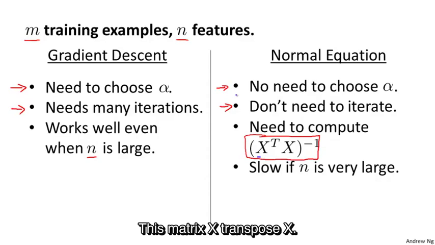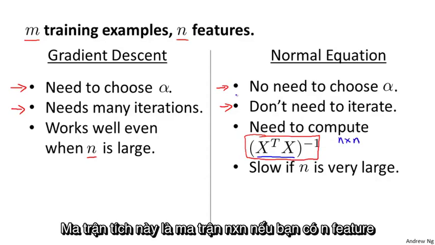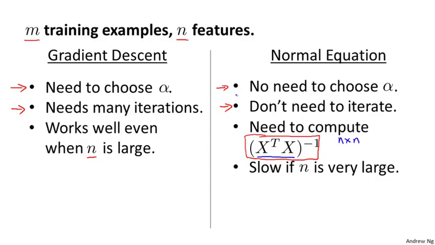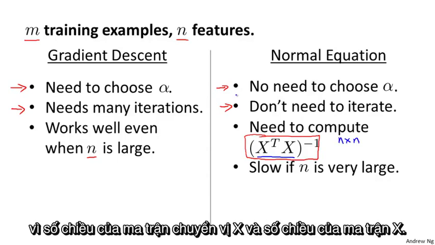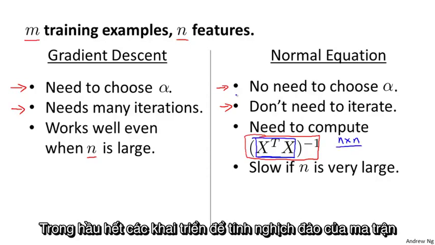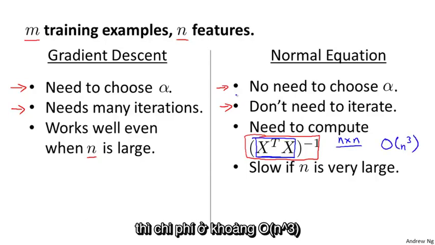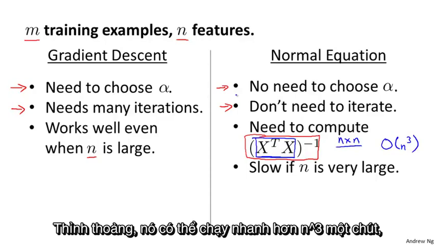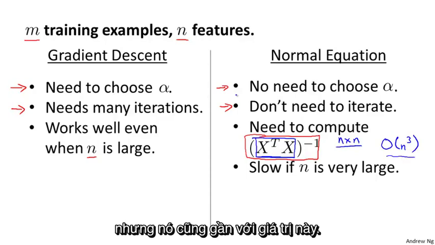This matrix X transpose X is an n by n matrix if you have n features, because if you look at the dimensions of X transpose and the dimensions of X, you can figure out what the dimension of the product is. The matrix X transpose X is an n by n matrix, where n is the number of features. And on most computer implementations, the cost of inverting a matrix grows roughly as the cube of the dimension of the matrix. So computing this inverse costs roughly order n cubed time. Sometimes it's slightly faster than n cubed, but it's close enough for our purposes.